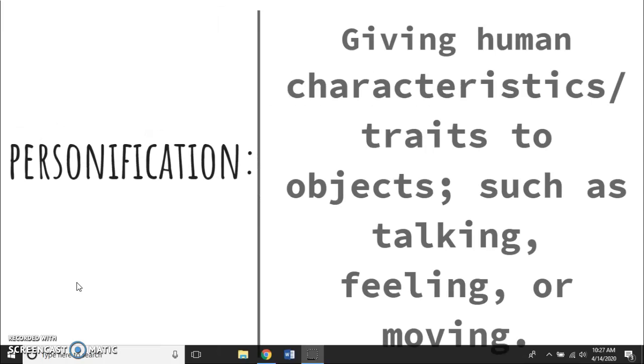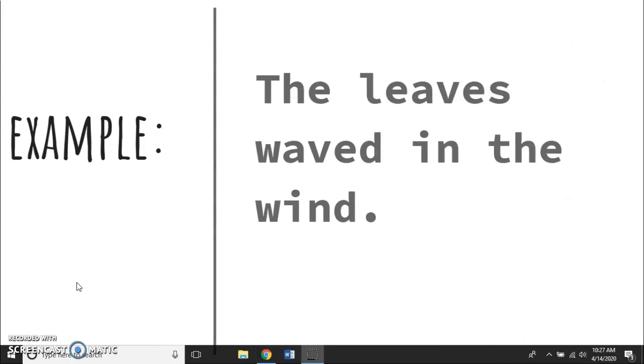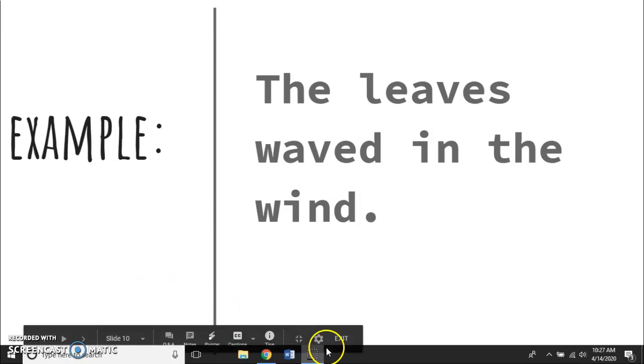Okay, so again, personification, giving human characteristics, traits to objects such as talking, feeling, moving, and our example, the leaves waved in the wind.